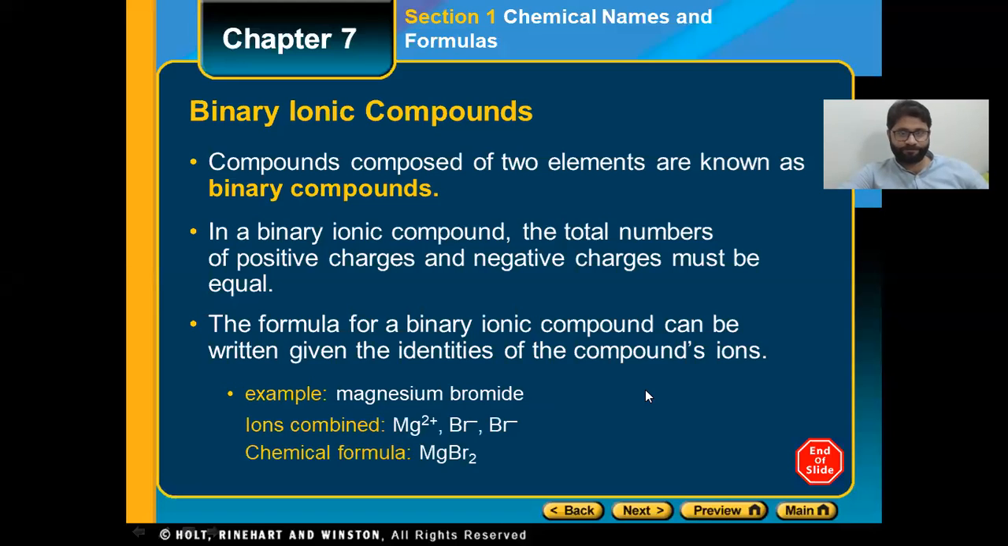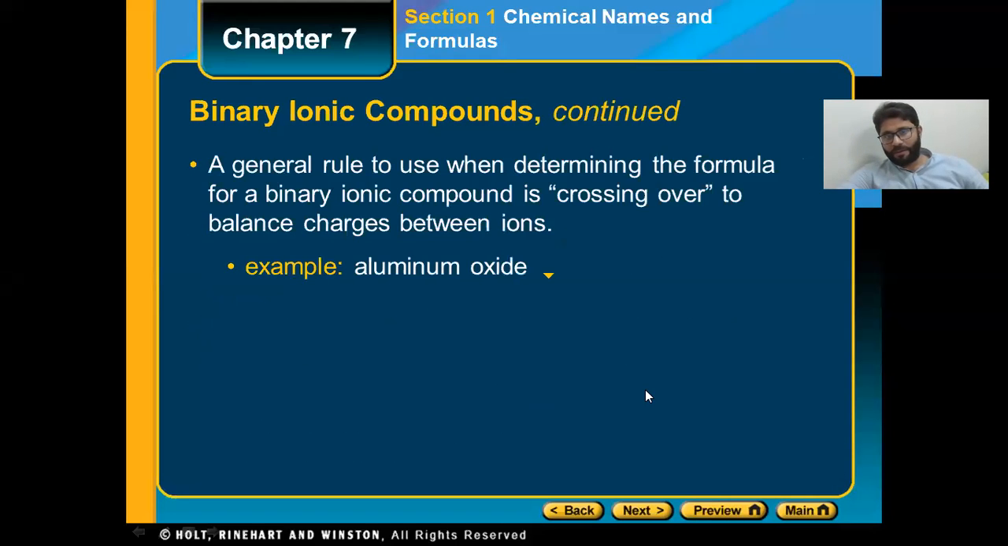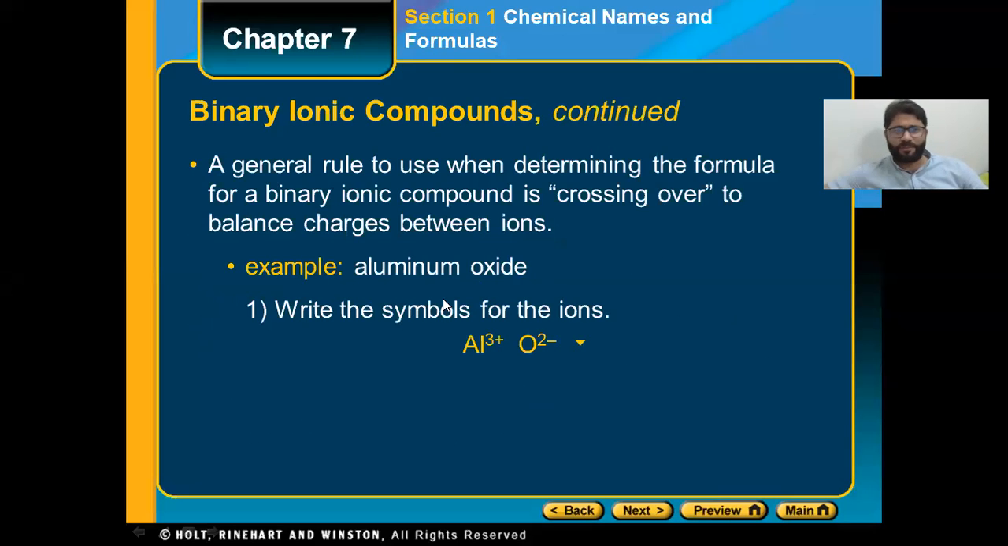Now, let's discuss a general rule to use when determining the formula for a binary ionic compound. There are different techniques to find the chemical formula for different ionic compounds. The very first one is this: you have to understand the charges on these elements. Aluminium is a member of group 13, and I told you that group 13 elements always carry +3 charge. Oxygen is a member of group 16, and group 16 elements carry 2 negative charge.